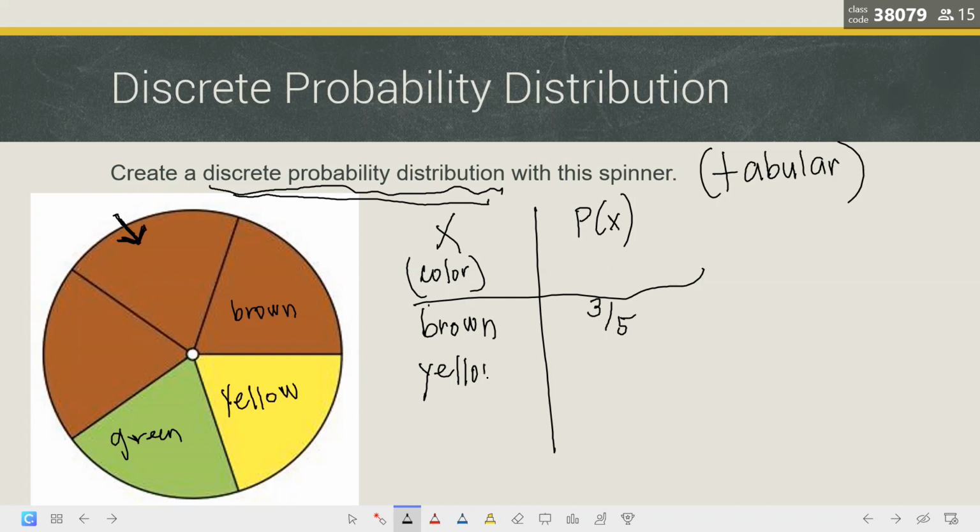O madali na itong yellow. Yellow represents 1 region out of 5. So that would be 1/5. How about green? 1/5 then. Okay? So this is the discrete probability distribution of the given spinner. Why? Kasi lahat ng probability are all between 0 and 1. Pag pinag-add yung 3/5, 1/5, and 1/5, the answer would be 5/5 or equal to 1.